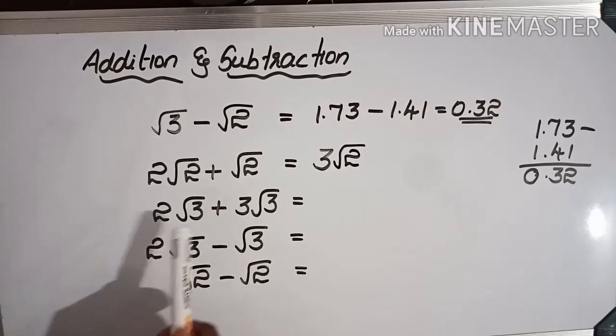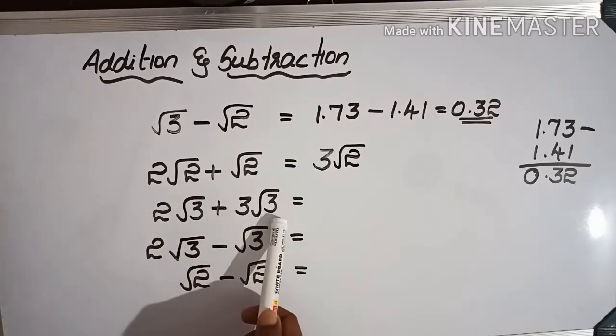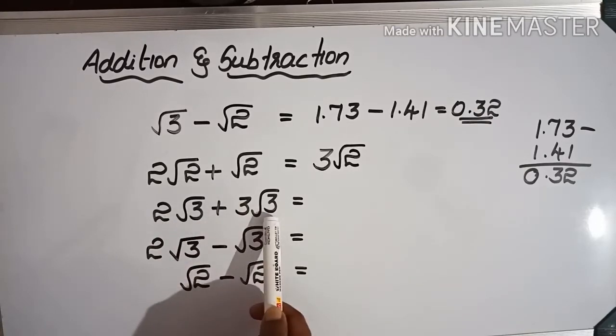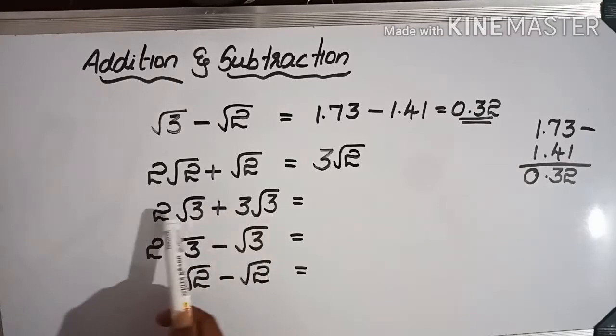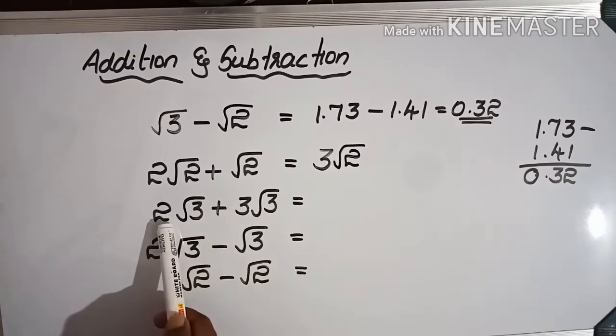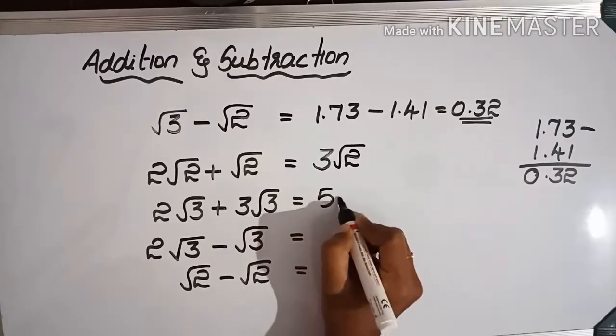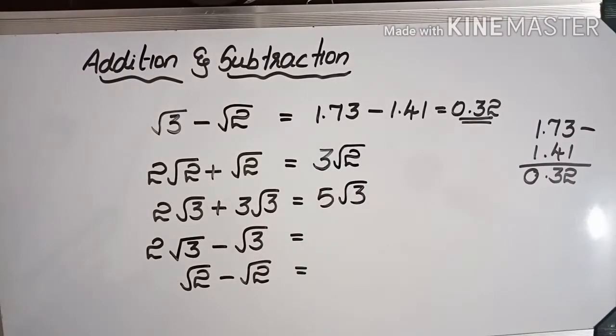Next is 2 root 3 plus 3 root 3. Here also both are the same new numbers, root 3 here, root 3 here. So we can directly add. How many root 3s in total? 2 here, 3 here. So the total is 2 plus 3, 5 root 3s are there.